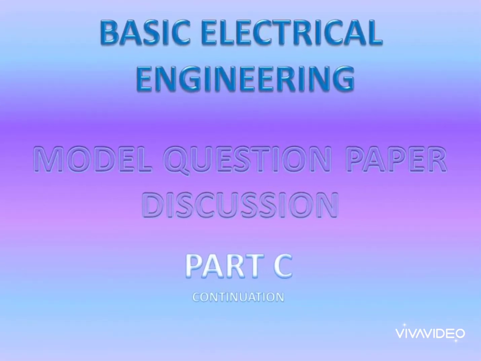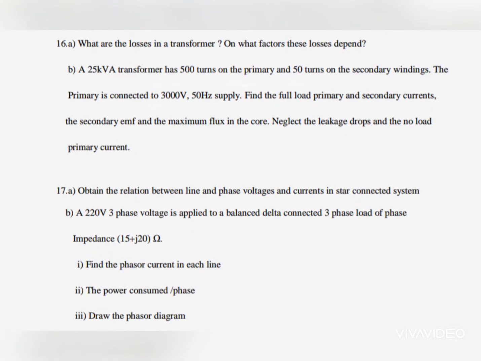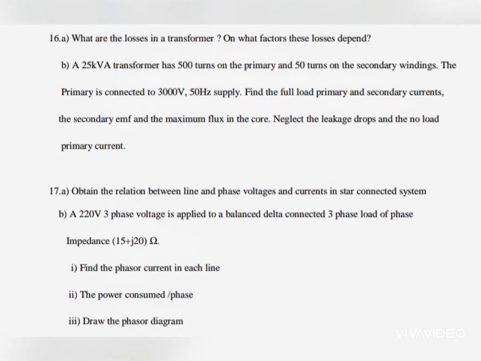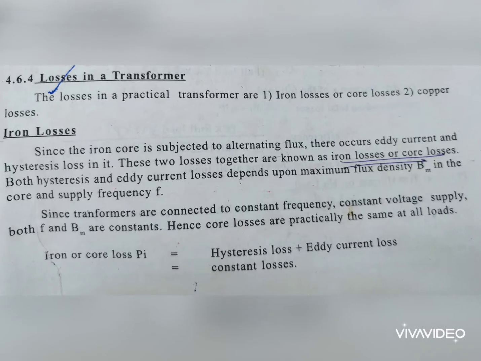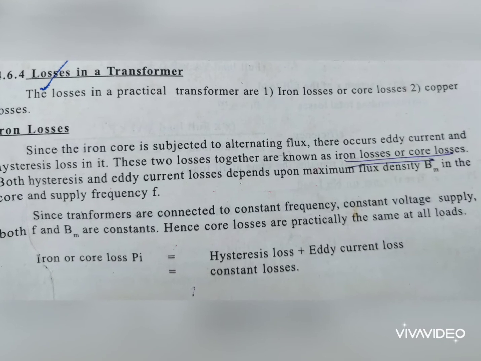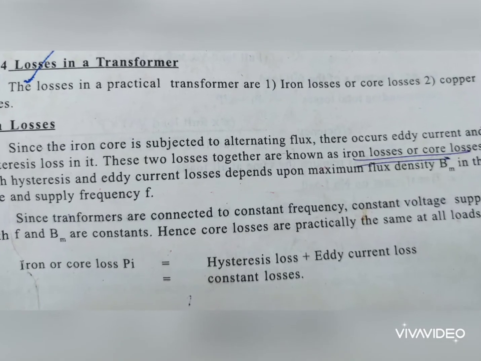16th question, part A: What are the losses in a transformer? On what factors do these losses depend? The losses in a practical transformer are iron losses, or core loss, and copper loss. So what is iron loss?